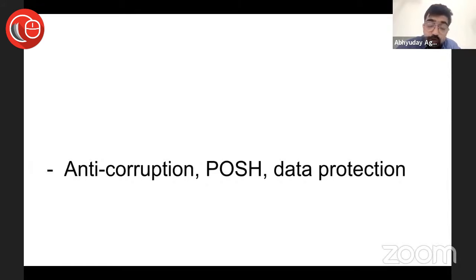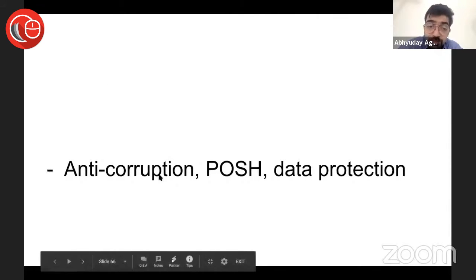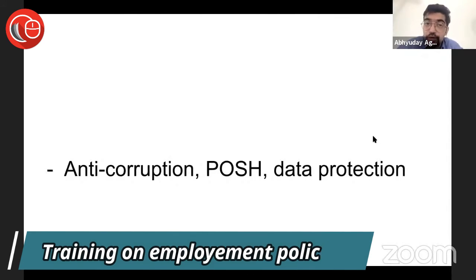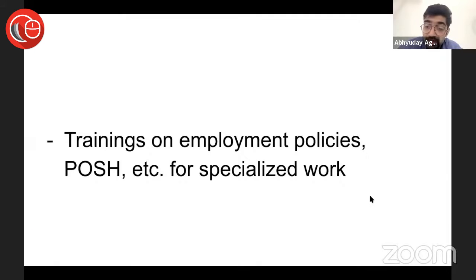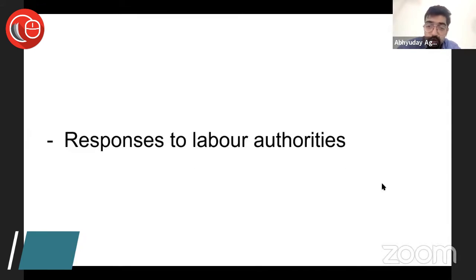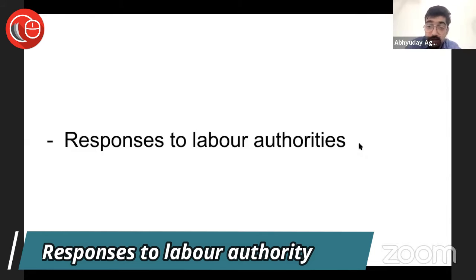And anti-corruption policies don't require a lot of legal knowledge, but more about understanding what gifts are okay, what cash benefits are okay, can you give gifts to relatives. So some simple points are there which one must be able to understand, and then you can create anti-corruption policies. And if you do this in the company, they really benefit from your work. Trainings on employment policies like the code of conduct I mentioned, POSH training for specialized work. Then responses to labor authorities is again a common area. This will always be there in all segments.